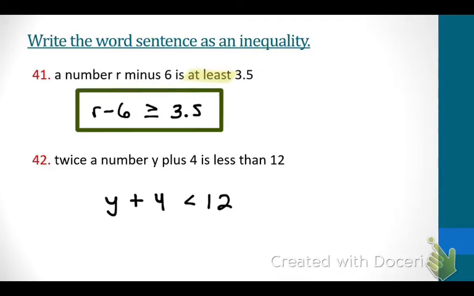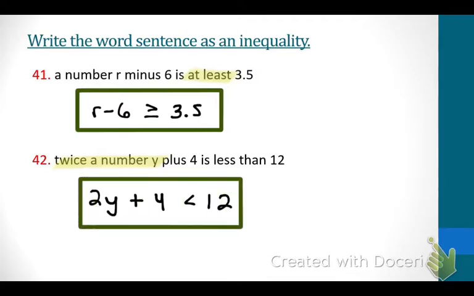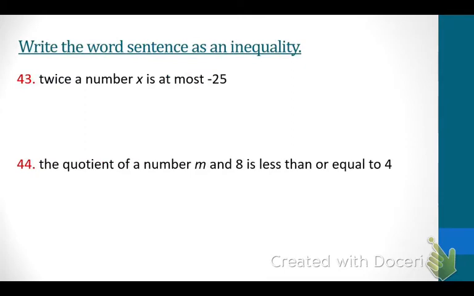Because here's what it says. Twice a number y. So how do I write twice a number y, class? 2y. So we've got to have 2 times y. So anytime it says twice a number, you're always going to double the y. Okay? Anyone like to do the next one for me, number 43? Let me have Ava. Twice a number x is at most negative 25.